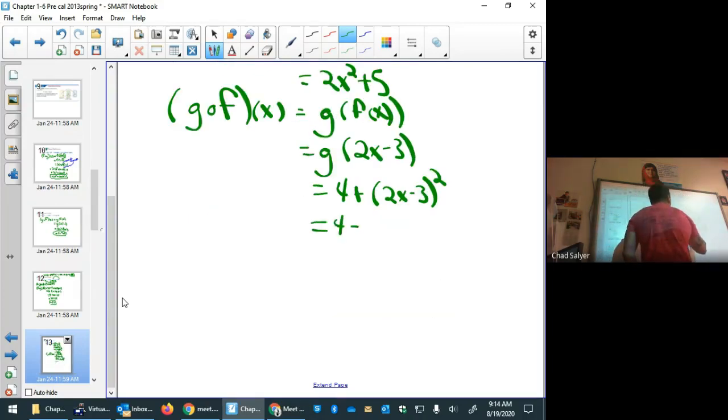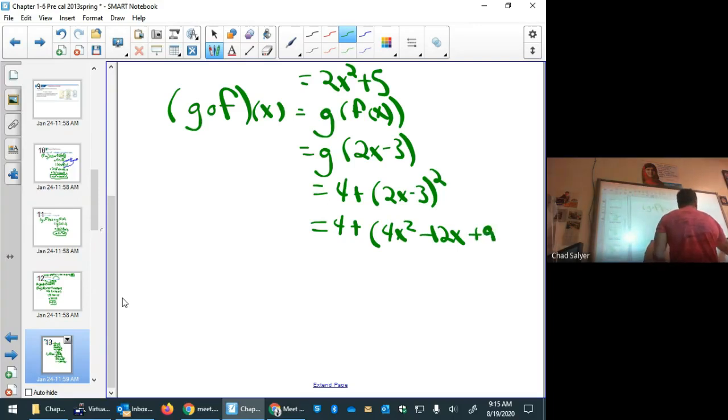Okay, so 4 plus, and then we can use our little shortcut again if you like. It's a little more complicated here, but 2x quantity squared is 4x squared. And then minus 2 times 2x times 3. So that would be minus 12x. So 2 times 2 is 4, 4 times 3 is 12. Positive times a negative is negative. So minus 2ab in this case would be minus 12x, and then plus 9.